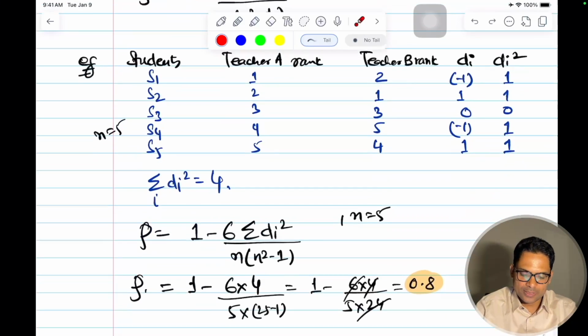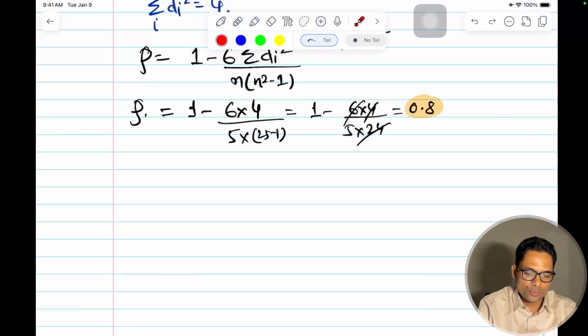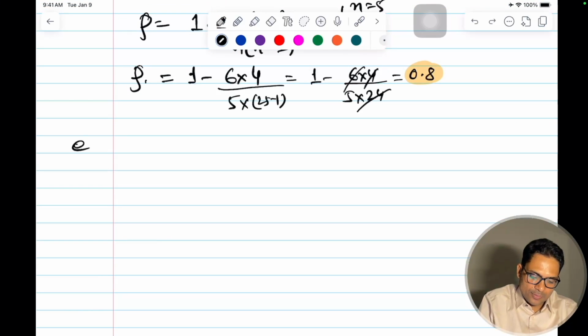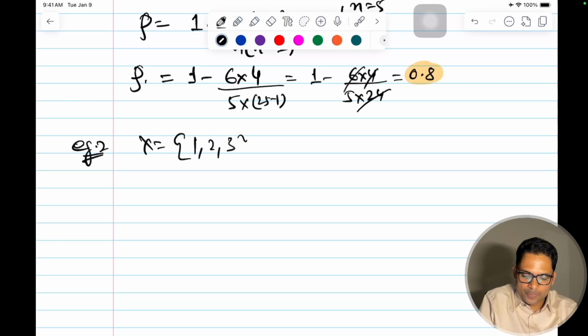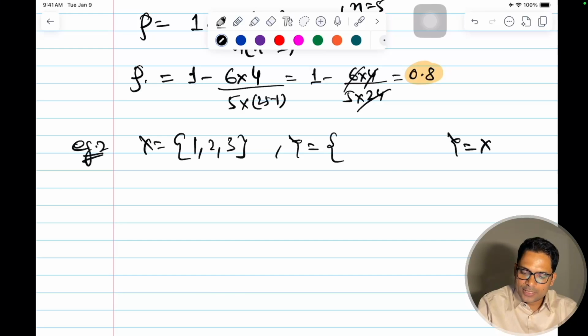And similarly, if we talk about monotonic relation, I'll give you a quick example. I have x is equal to 1, 2, 3, and earlier y was 2, 4, 6. Now instead of that, if there is a cubic relationship, so y is equal to x cube. So 1 is 1, 2 is 8, and 3 is 27 now.